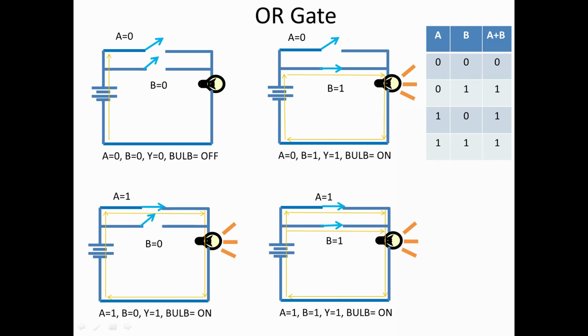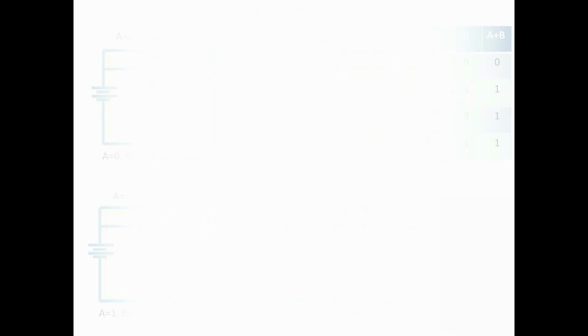When you see the truth table, it has two inputs. The possible inputs are 0 0, 0 1, 1 0, 1 1. For 0 0, the output is 0. For 0 1, 0 plus 1 equals 1. 1 plus 0 equals 1, 1 plus 1, that output is logic 1.